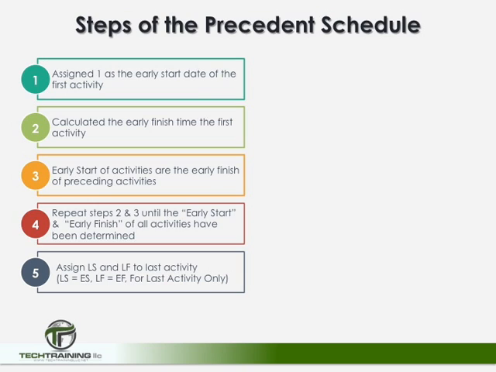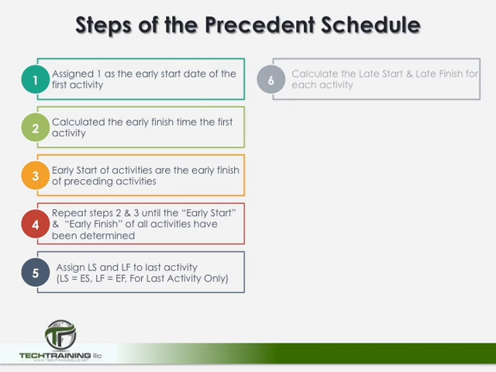So we have now completed step 5, which was assigning the late start and the late finish to the last activity. And again, the late start for the last activity is the early start of the last activity, while the late finish of the last activity is equal to the early finish of the last activity. But note, this is only true for the last activity. So the backward pass is done in a similar fashion as the forward pass. But here, the late start of the succeeding activity becomes the late finish of the preceding activity. So let's go ahead and take a look.